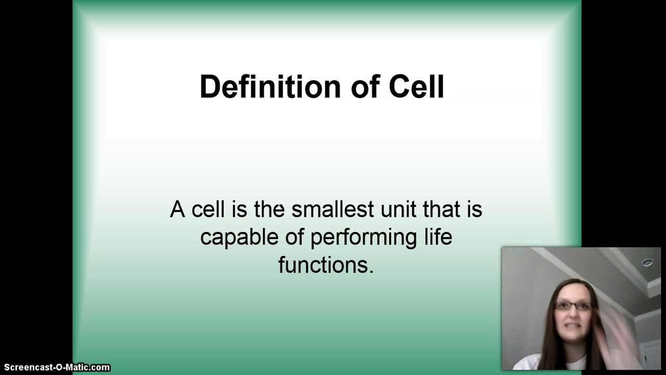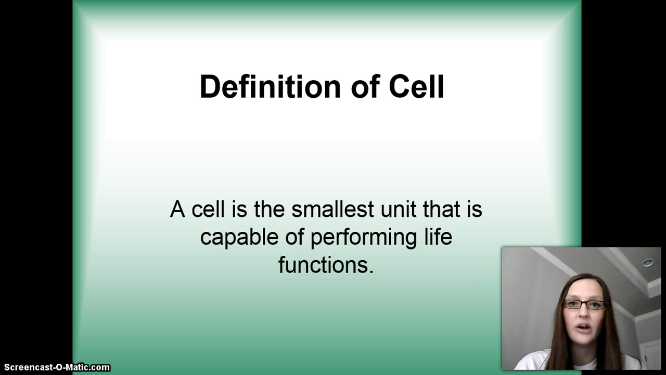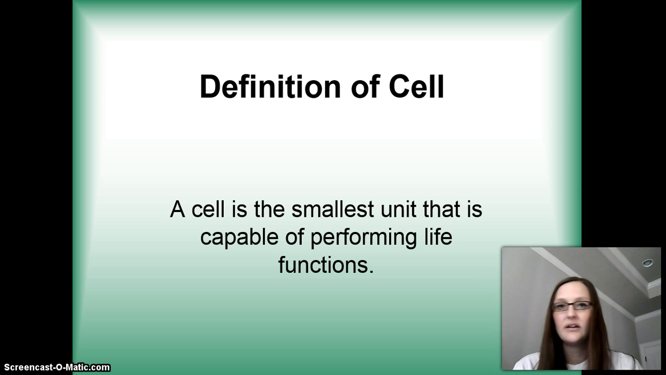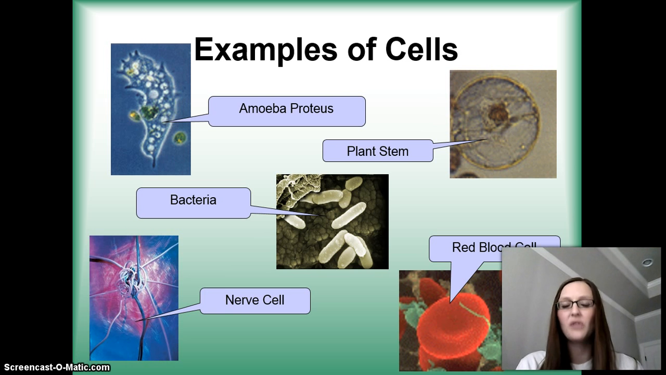Okay, so what is a cell? A cell is just the smallest unit of life. That's how it's categorized, how it is in the hierarchy of life. It has to be able to perform life functions, which are like metabolizing, growing, reproducing, all of those 8 or 9 things that we talked about during ecology. Okay, so we've gone over this before. You guys have a copy of this. Examples of cells, you've got your amoeba proteus, your plant stem, bacteria, red blood cells, nerve cells. There's all kinds of cells. These are just a couple examples, and we'll go into detail on 1 or 2 of these here in a minute.